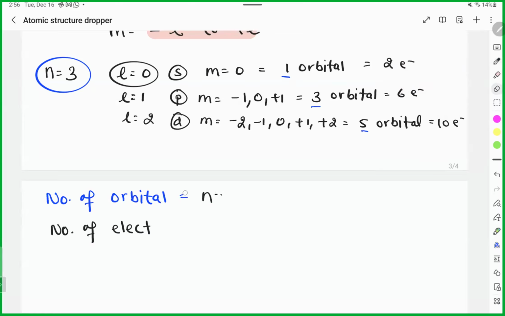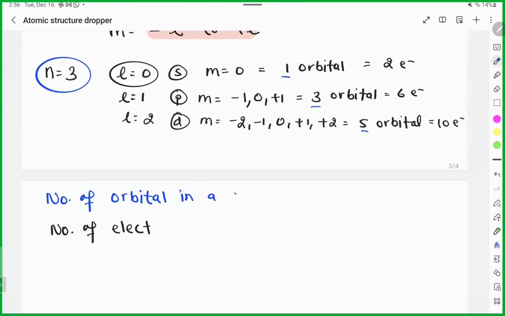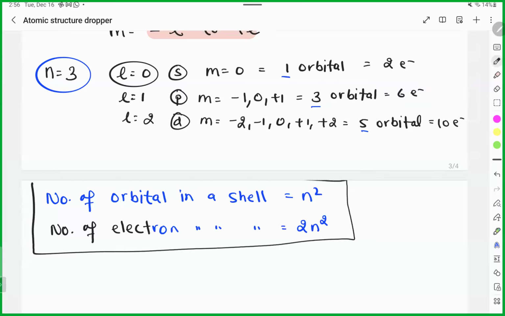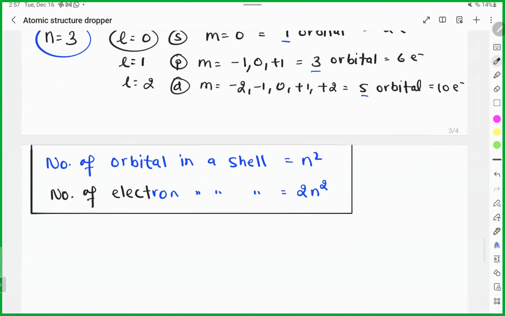And total number of electrons, wait, I will write it completely. Total number of orbitals in a shell is equal to n square, and total number of electrons in a shell is 2n square, double the number of orbitals, correct? How do we know this? Remember, we always make formulas based on theory.